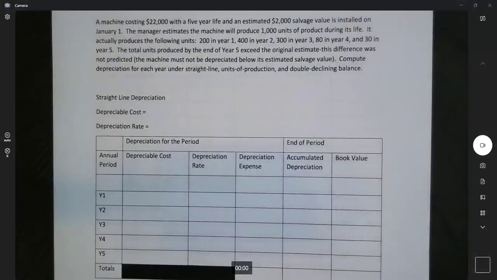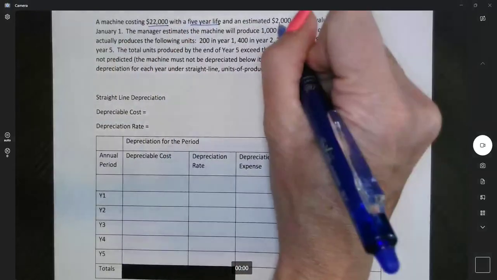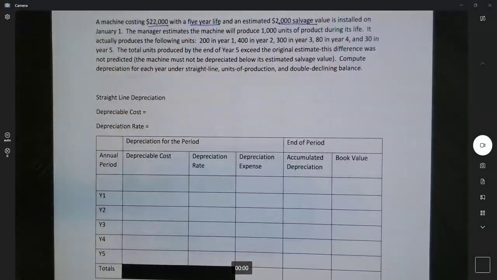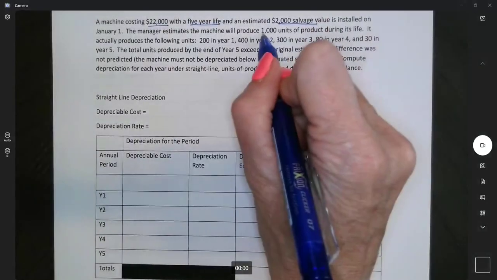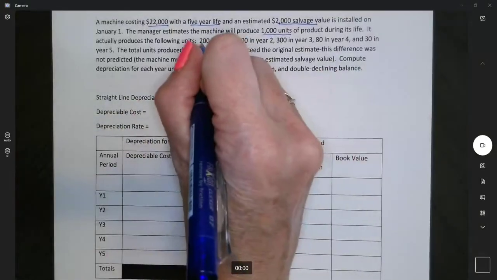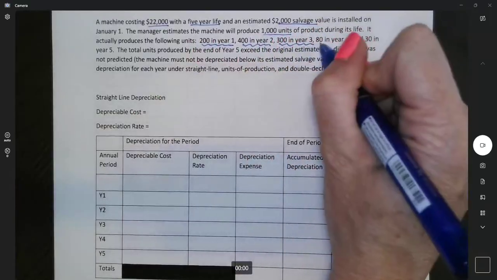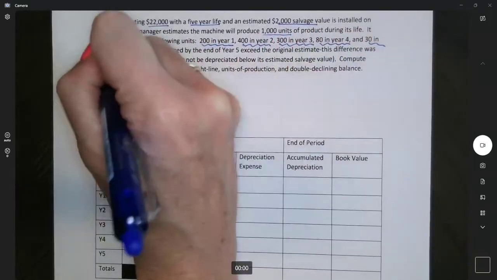All right, now we're going to put together a full schedule using each of these methods. So we have a machine that costs $22,000 with a 5-year life, estimated $2,000 salvage value, and it was installed on January 1. The manager estimates that the machine will produce 1,000 units of product during its life. It actually produces the following: 200 in year 1, 400 in year 2, 300 in year 3, 80 in year 4, and 30 in year 5.